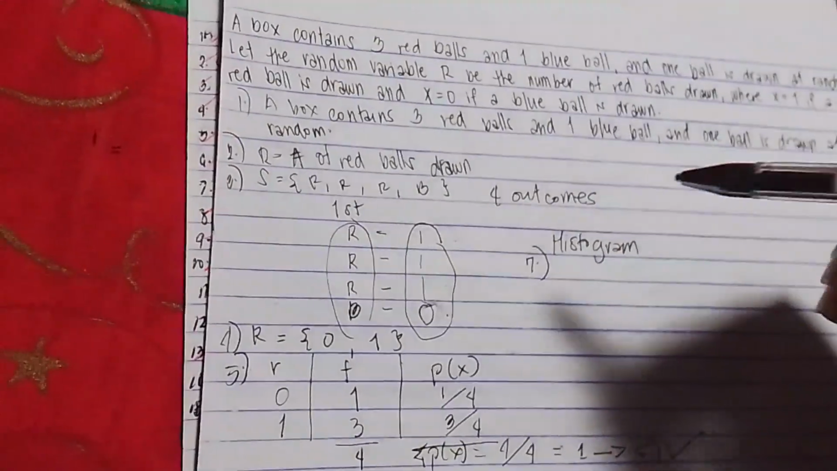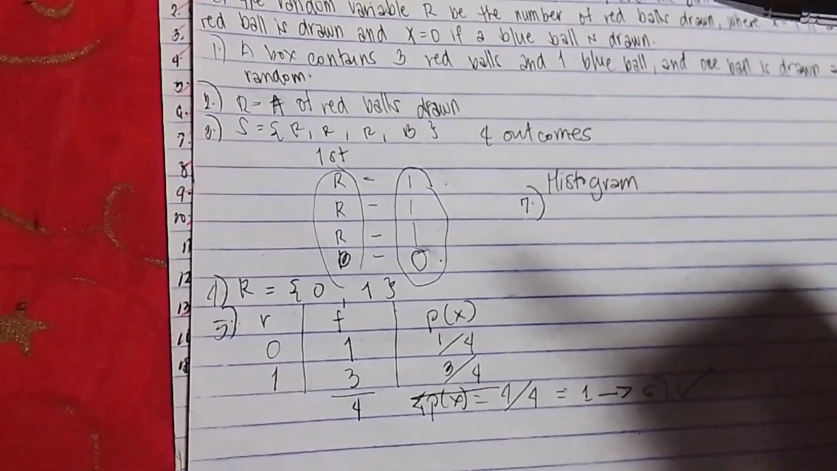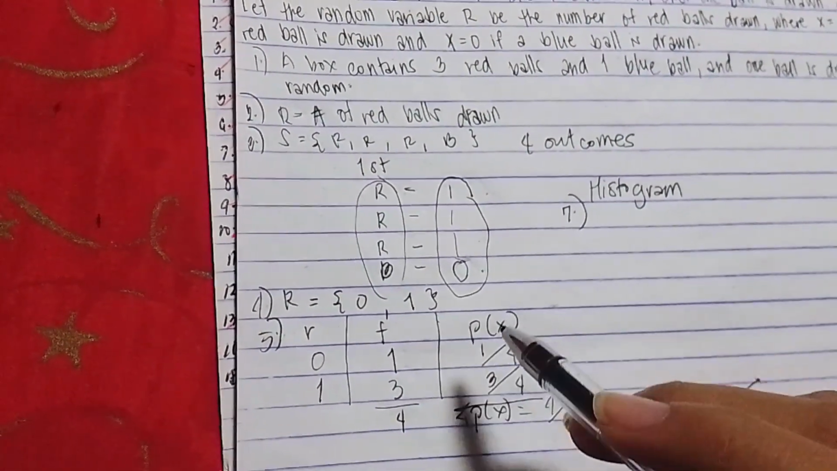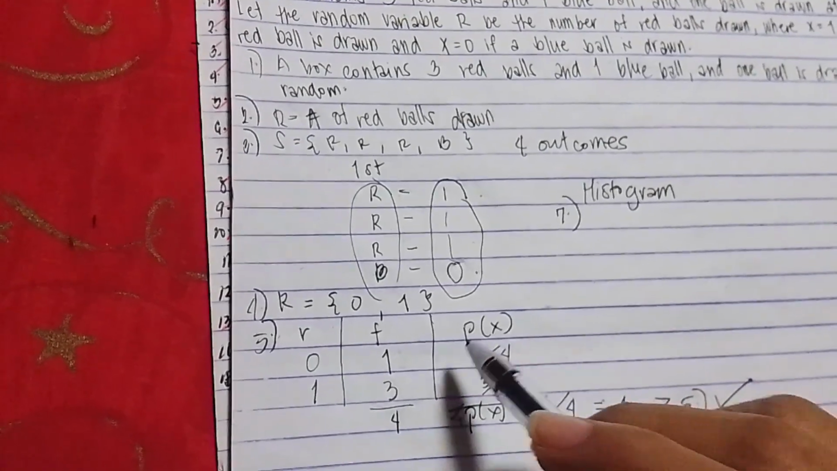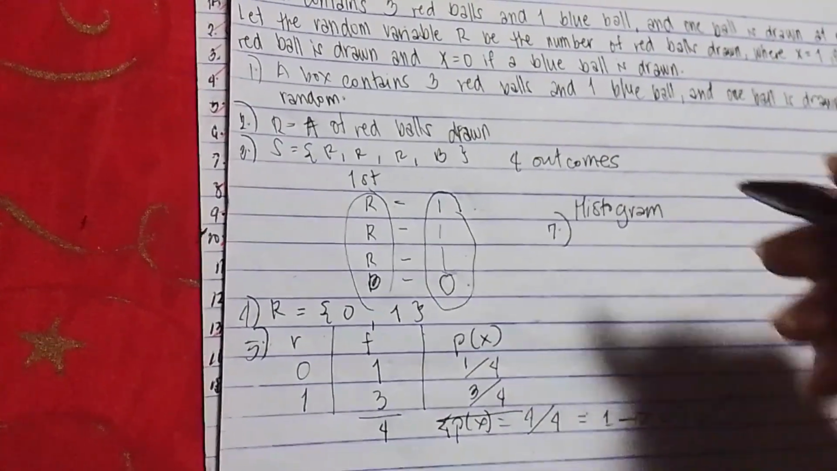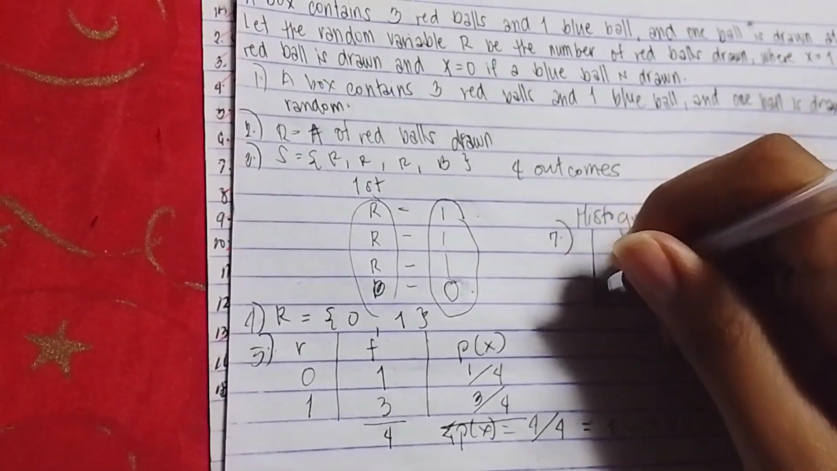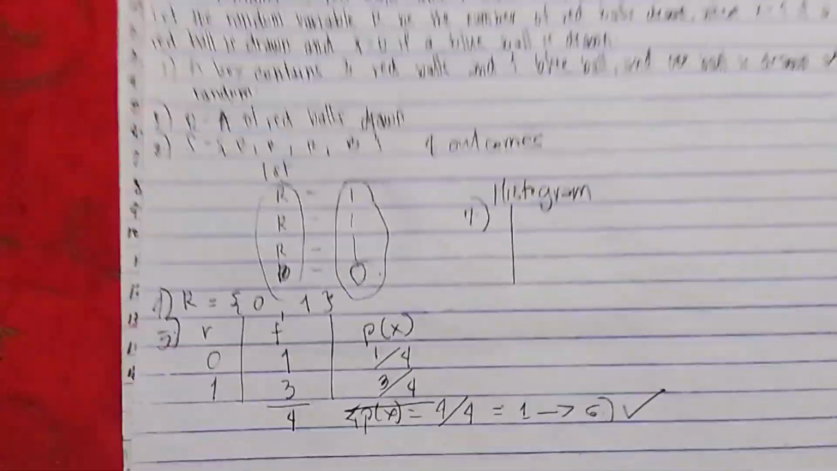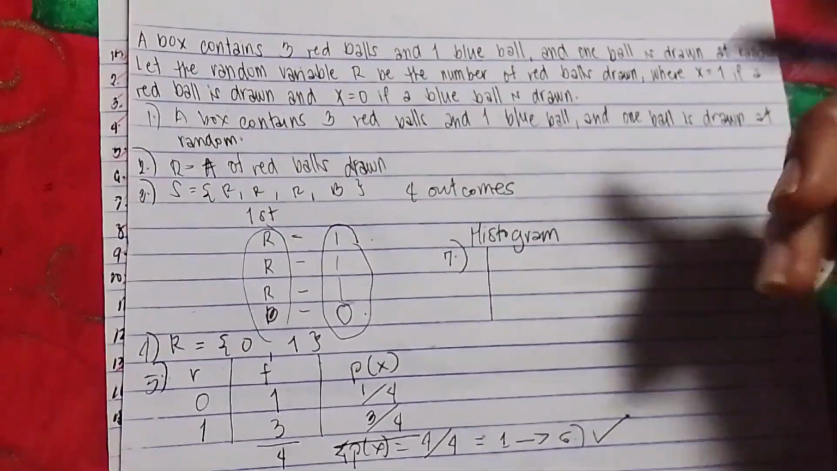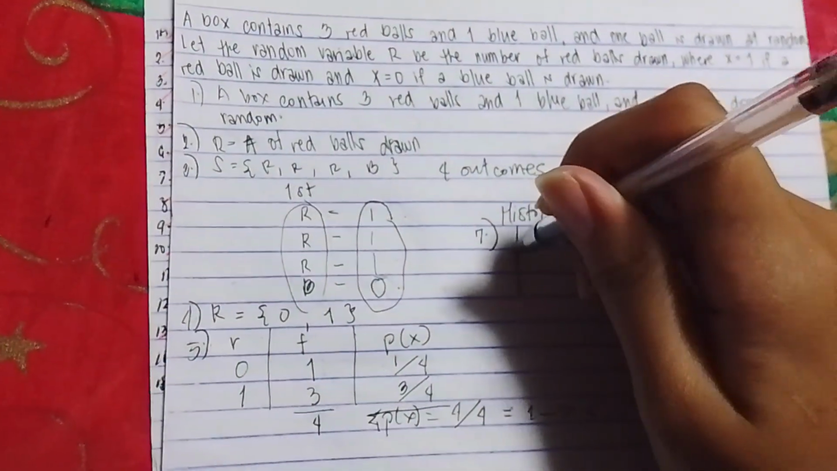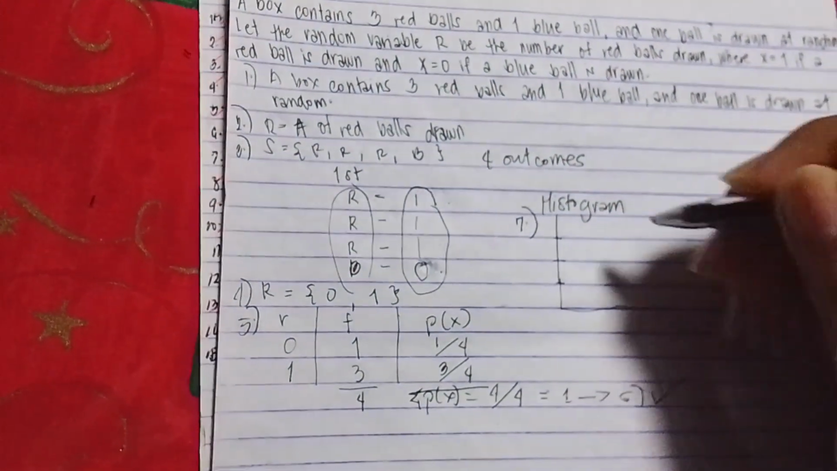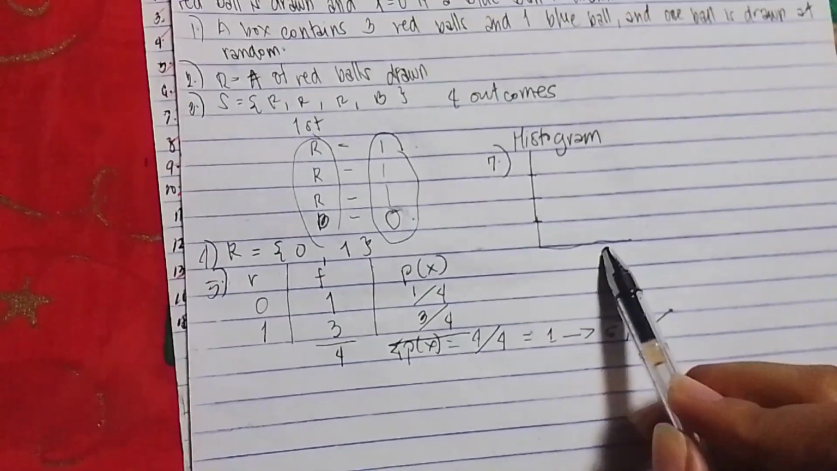In order to create your histogram, we have to base on our p of x. So we have the values p of x, 1/4 and 3/4. We will just have to make the horizontal and vertical line, which is the y-axis and x-axis. Here, 0, 1, 2, 3. This is our x-axis.